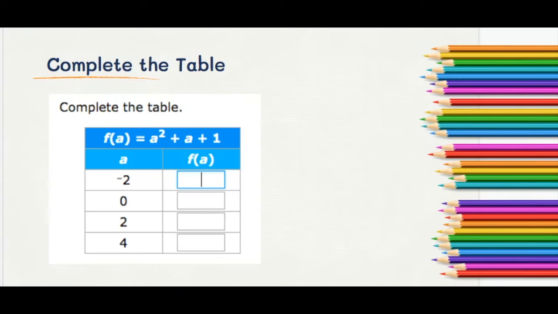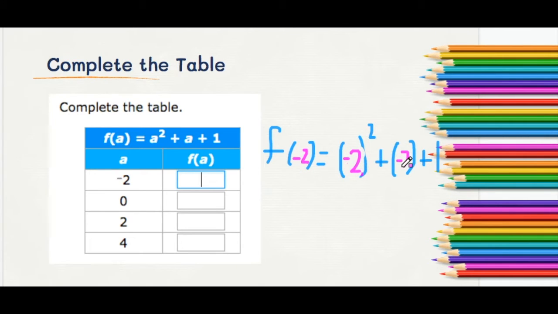Alright, let's do one more example on how to complete the table. So same thing, but this one has 3 different terms. So f parentheses, replace the a with just parentheses squared, plus parentheses, plus 1. So for whatever value of a, we put it inside the parentheses. So -2 right now will replace the value of a. F of -2, (-2) squared, plus (-2) plus 1.